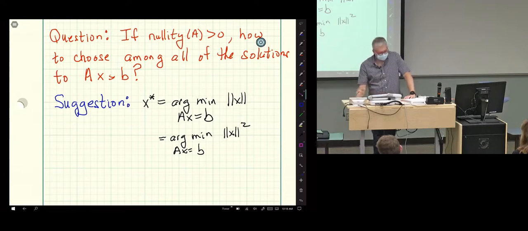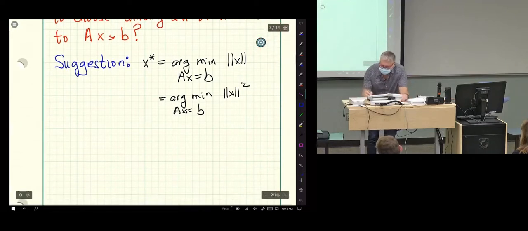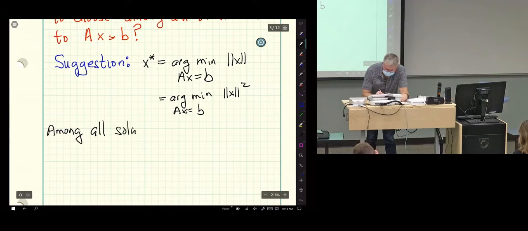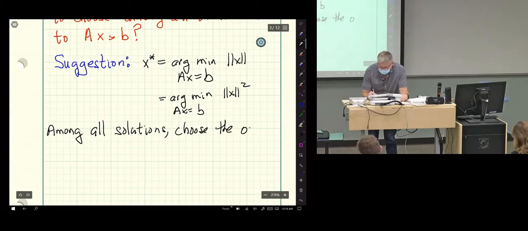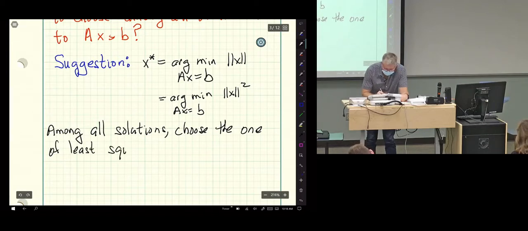So let's look at all of the solutions. So among all solutions, choose the one of least squared norm.